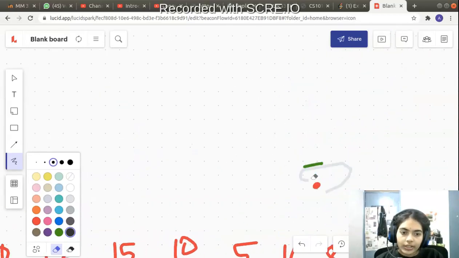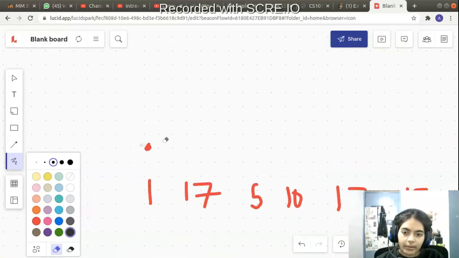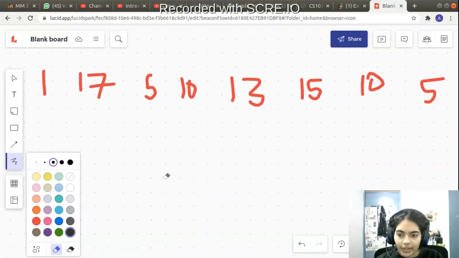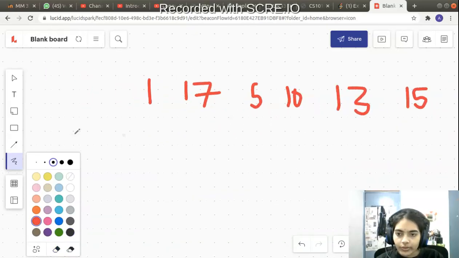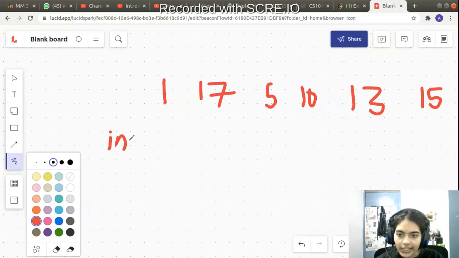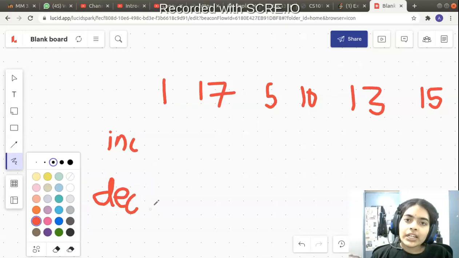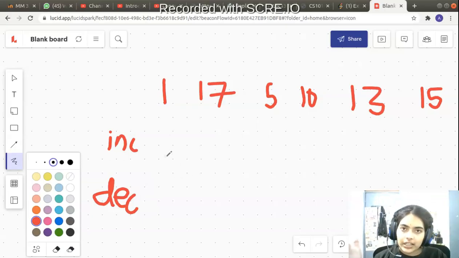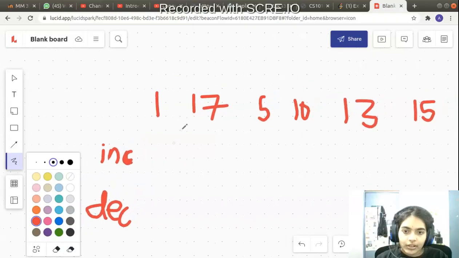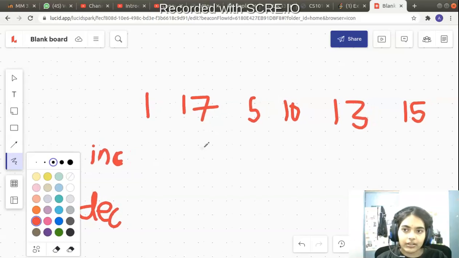So what we can do is use a two variable approach to solve this question. And what do I mean by that? Let me declare two variables, increasing and decreasing. And what do these increasing and decreasing variables represent? Increasing represents, if the last two numbers that are present are in ascending order, it means the second last number is smaller than the last number, or the last number is bigger than the second last number.